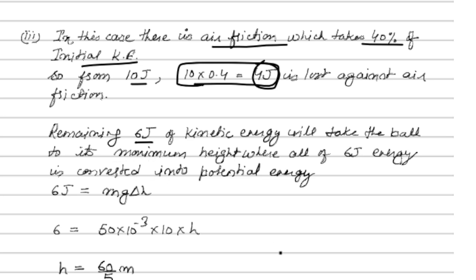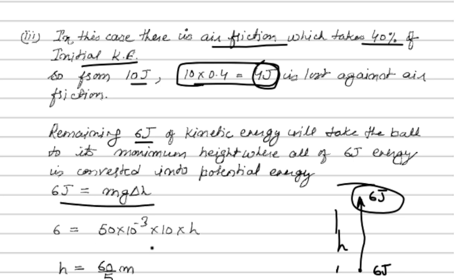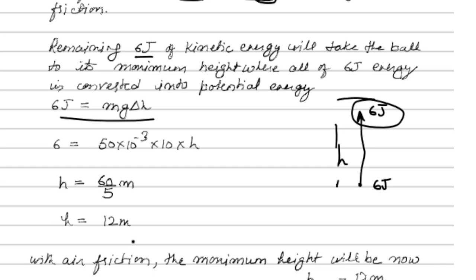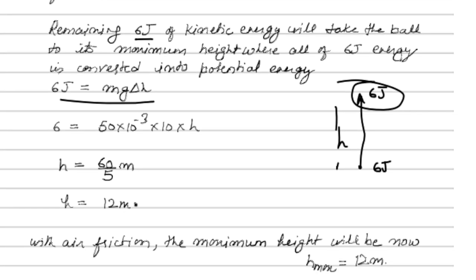Again, we will use the same thing. If the kinetic energy is 6 joule here, it will go up and it will become the potential energy of 6 joule again, because the entire 6 joule of energy will be converted. And knowing the potential energy formula, mg delta h, we can calculate the height. Again, we will apply this and this time we will get a lesser value of 12 meter. So if we are considering the air friction, then the maximum height will be 12 meter.